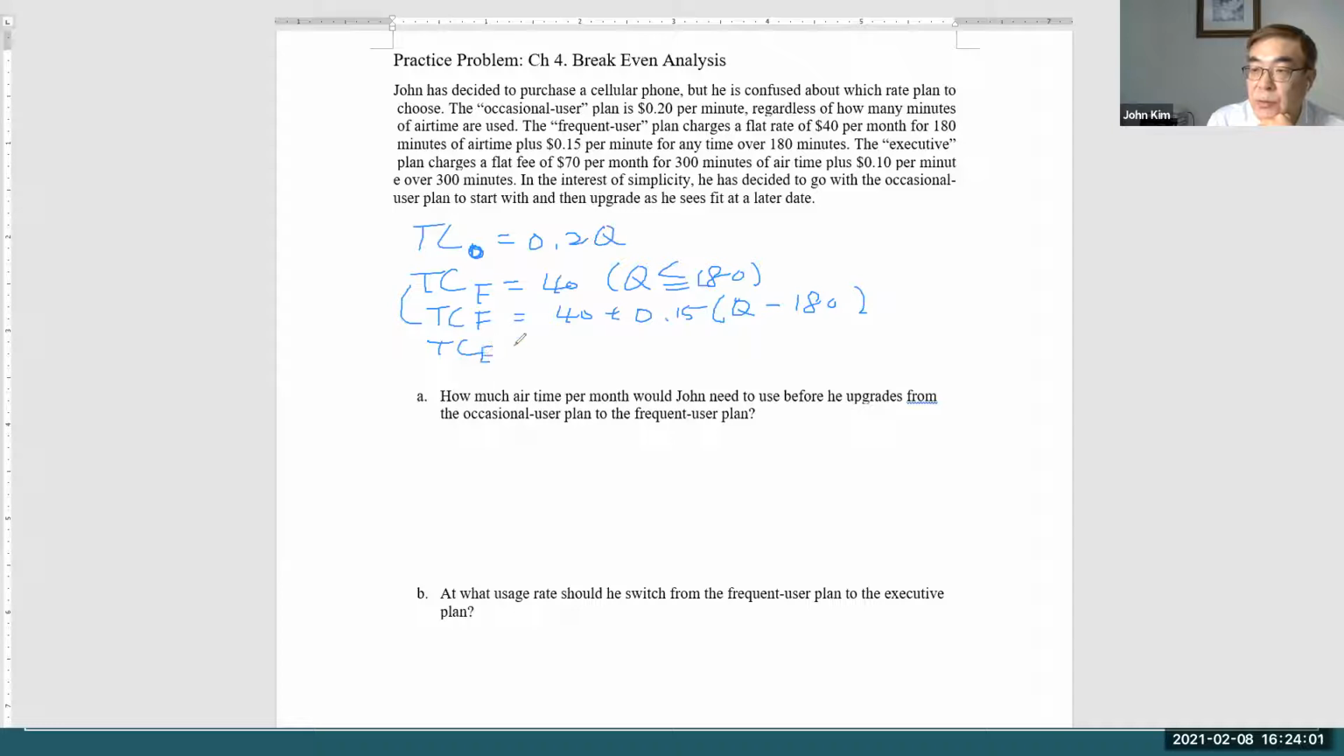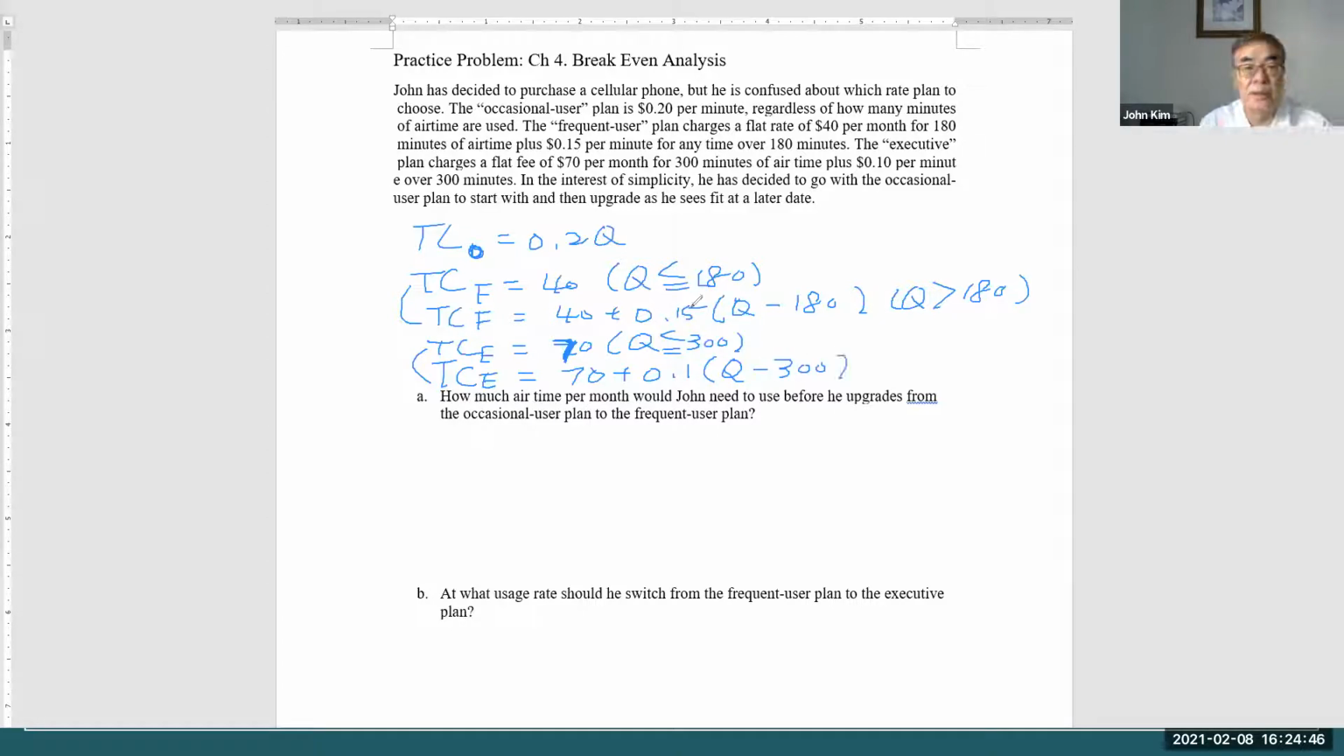And then the total cost of the executive plan is also the same: $70 up to Q less than or equal to 300. For Q greater than 300, then TC_E equals 70 plus 0.1 times additional, only additional. So subtract 300 like this.